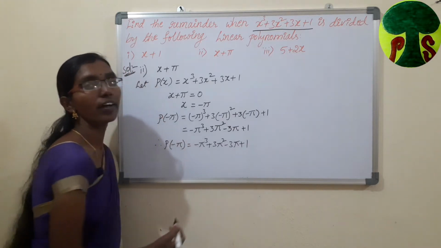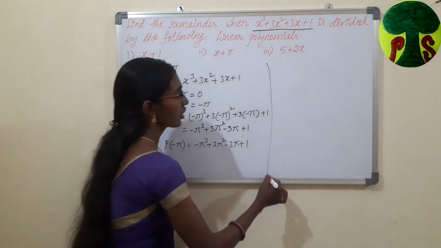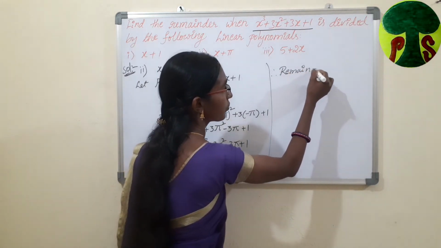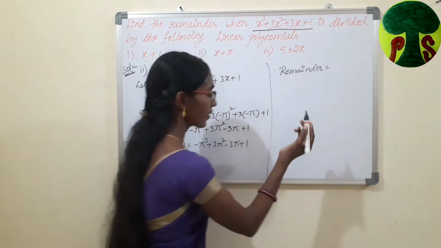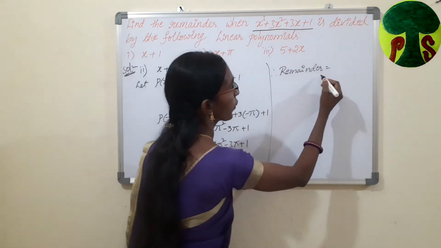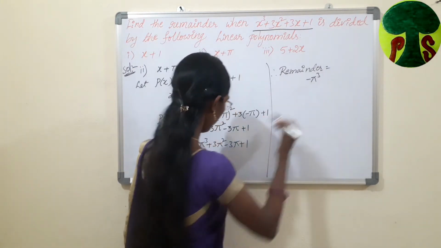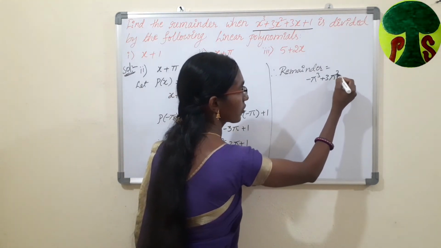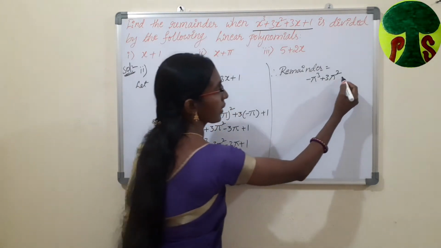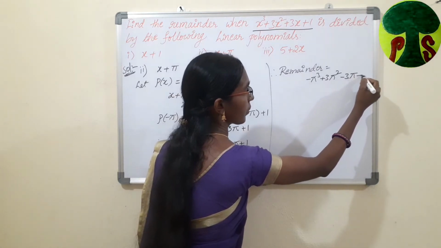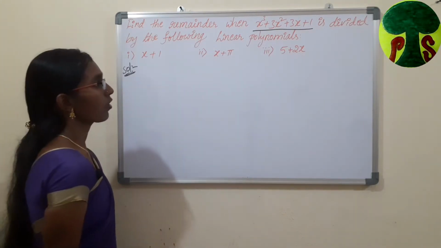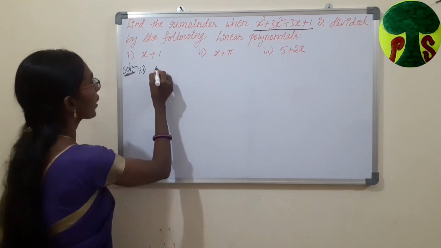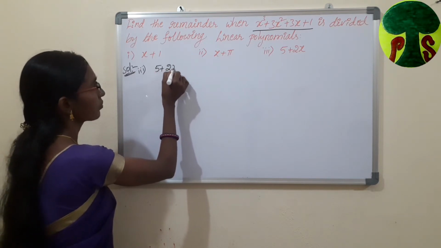This is the remainder. Therefore, remainder is equals to, what is the remainder? That is minus pi cube plus 3 pi square minus 3 pi plus 1. Let us solve third one, that is 5 plus 2x.